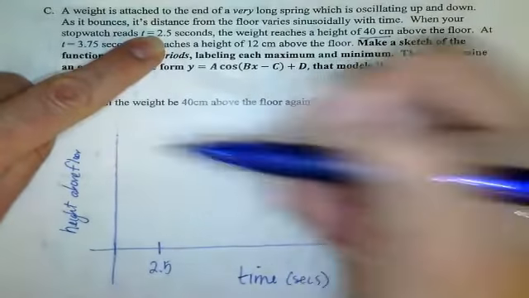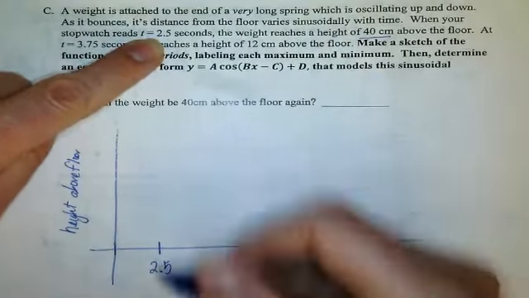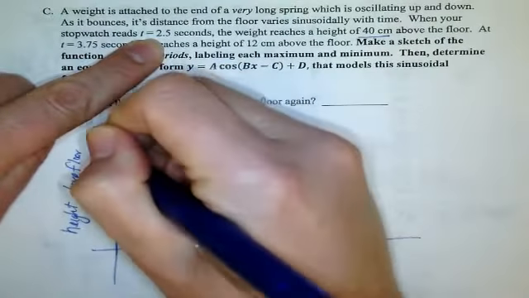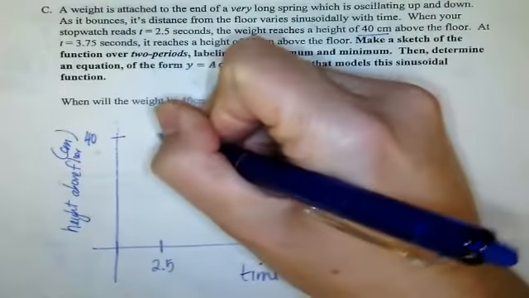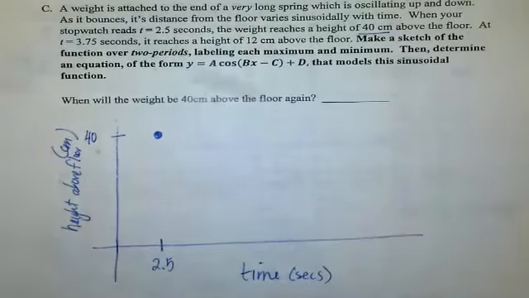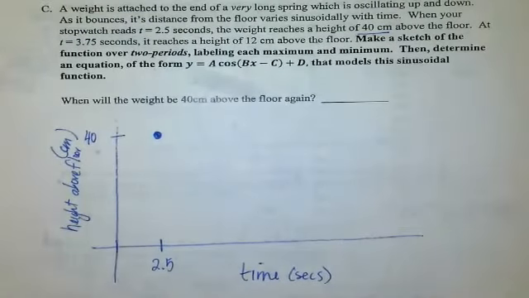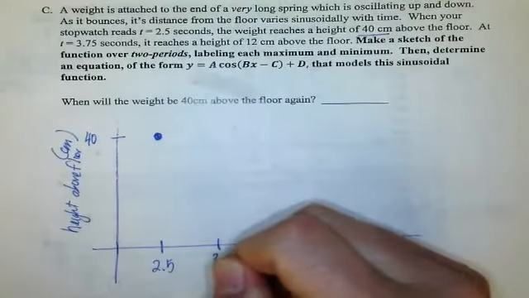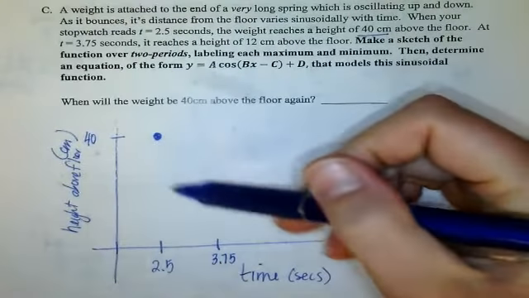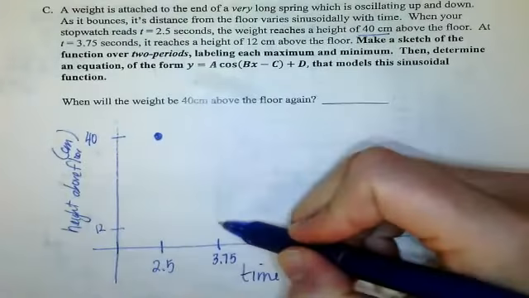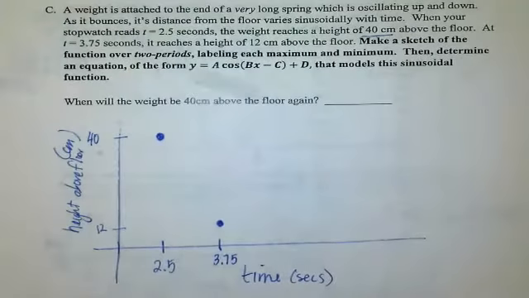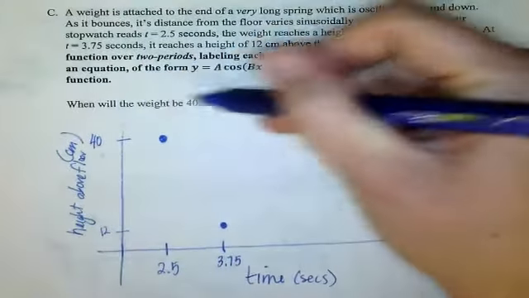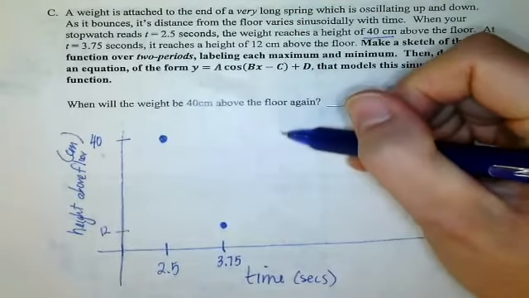At 2.5 seconds, how high is the weight of the spring? It's 40 centimeters, so it's right up here at 40, and this is in centimeters. So I'm going to put a point there. At 3.75 seconds, it reaches a height of 12 centimeters above the floor. So I'm just going to mark this 3.75, and it's now 12 centimeters above the floor. So that would be the minimum. If I have the maximum and a minimum, when will the weight be 40 centimeters above the floor again?